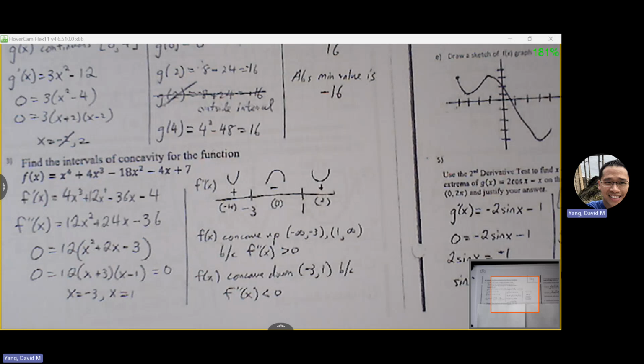Okay, any questions? First page. Okay, next page. We're looking at a derivative graph.